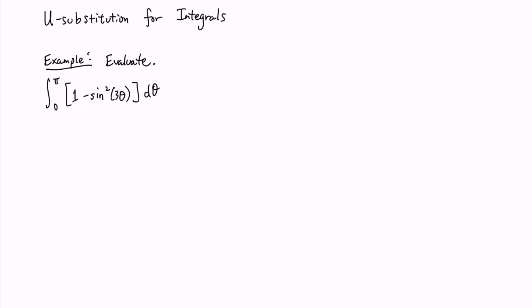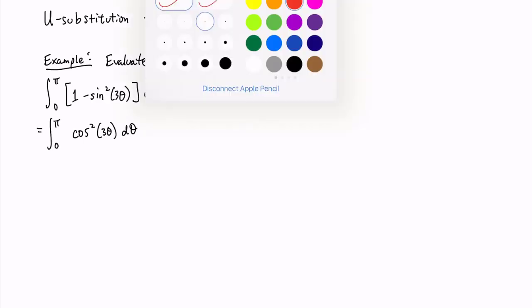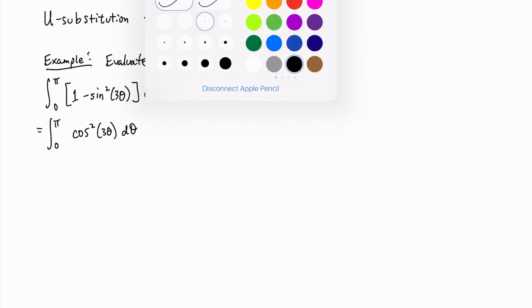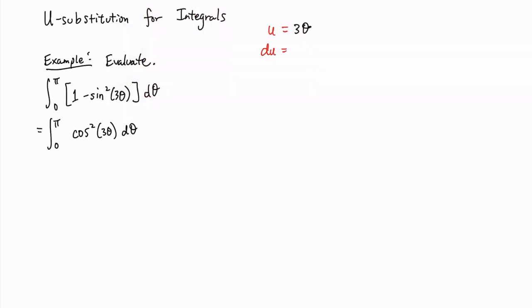If you react to this, you're going to realize this is just the integral from 0 to pi of cosine squared 3 theta. Now, instinctively, you'll probably let u equal 3 theta. And if we do that, we'll see that du is now equal to 3 times the differential d theta.